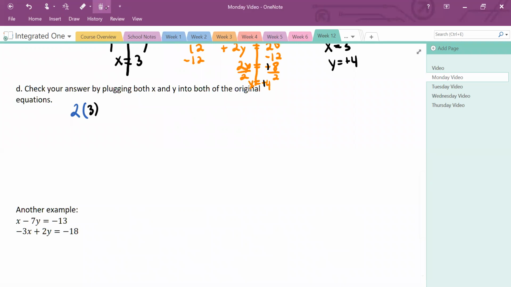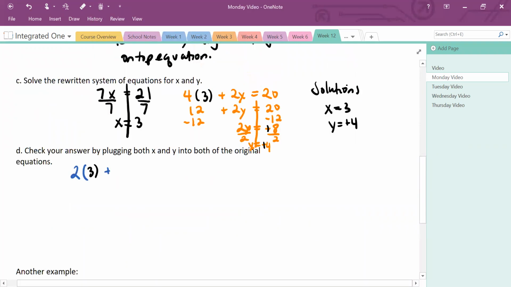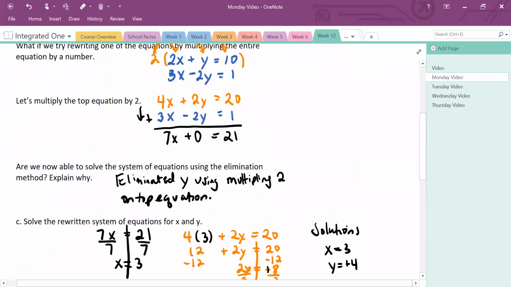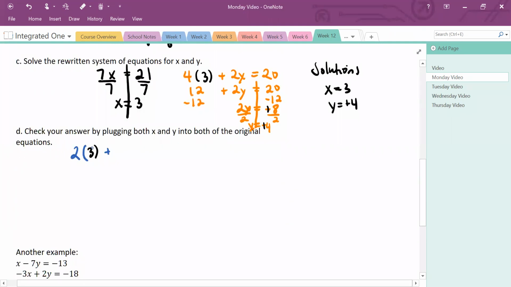Okay, so 2 times 3 plus, remember when we were writing this equation out, it's 2x plus y is equal to 10. So 2x, that's 3, plus y, which we know is positive 4, is equal to 10. So that means it's 6 plus 4 is equal to 10. 10 is equal to 10. Well, that works.